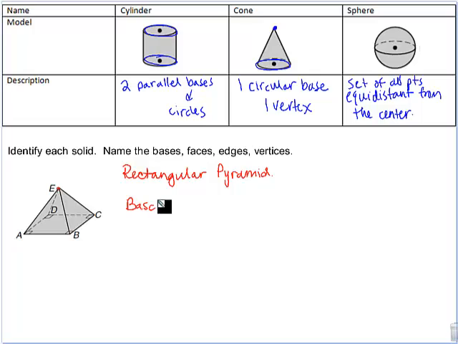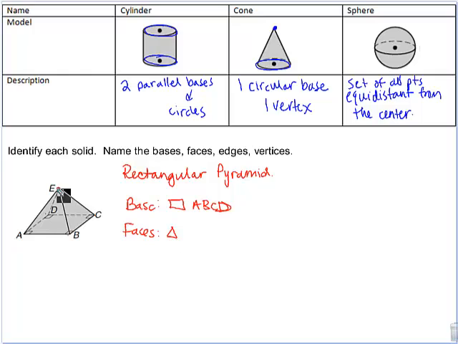Okay, so we're going to start with the base. The base is going to be the shape of a rectangle. So the base here would be A, B, C, D. So our base is rectangle ABCD. Faces are all of our other sides. So our faces here, if you take a look, they're all triangles. And we have 4 of them, so we want to name all 4 of them.